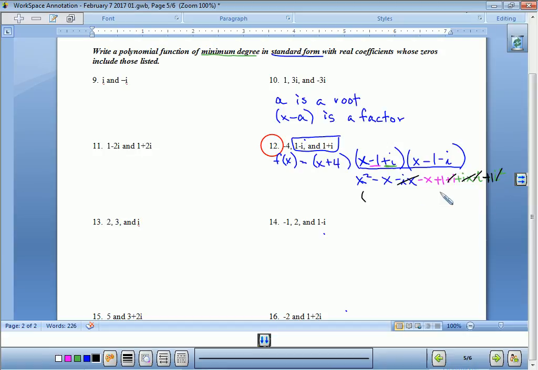So now I just have to combine some like terms. I only have one x squared term, so there it goes. I have a negative x and another negative x, which makes negative 2x. And then I have a positive 1 and a positive 1, which makes positive 2. So when I multiply those last two factors, I get x squared minus 2x plus 2.